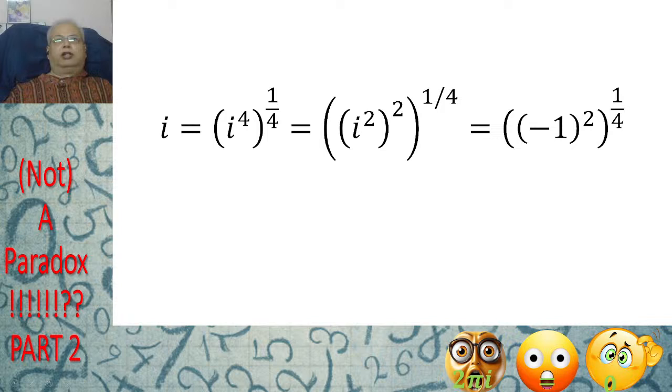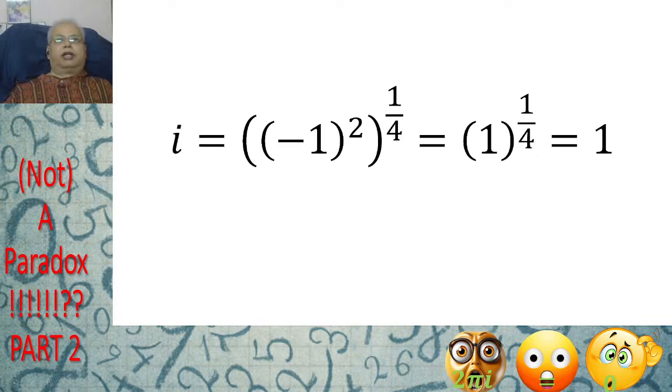So (-1)^2, or (-1 square) whole to the power 1/4. So i is equal to this. So i is equal to ((-1)^2)^(1/4). (-1) square is 1. 1 to the power anything is 1. So 1 to the power 1/4 is equal to 1. Therefore i is equal to 1.